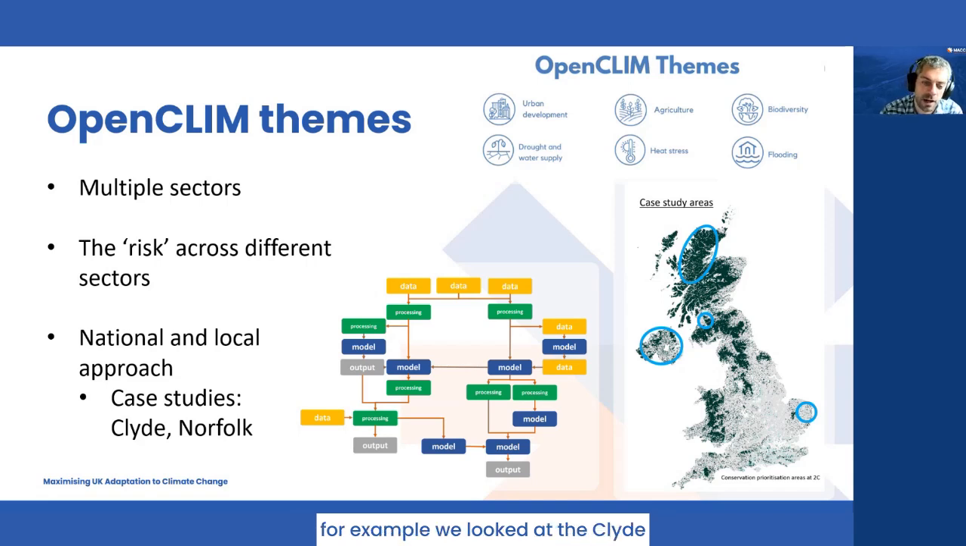So, for example, we looked at the Clyde region up in Glasgow. We looked at Norfolk Broads. We did a case study in the Highlands, as well as one in Northern Ireland, to try and demonstrate how these outputs, although at the national scale, can be used at a more regional level to understand climate risk. And those 4 case studies have all now been completed, and there are various reports and publications out about them as well.